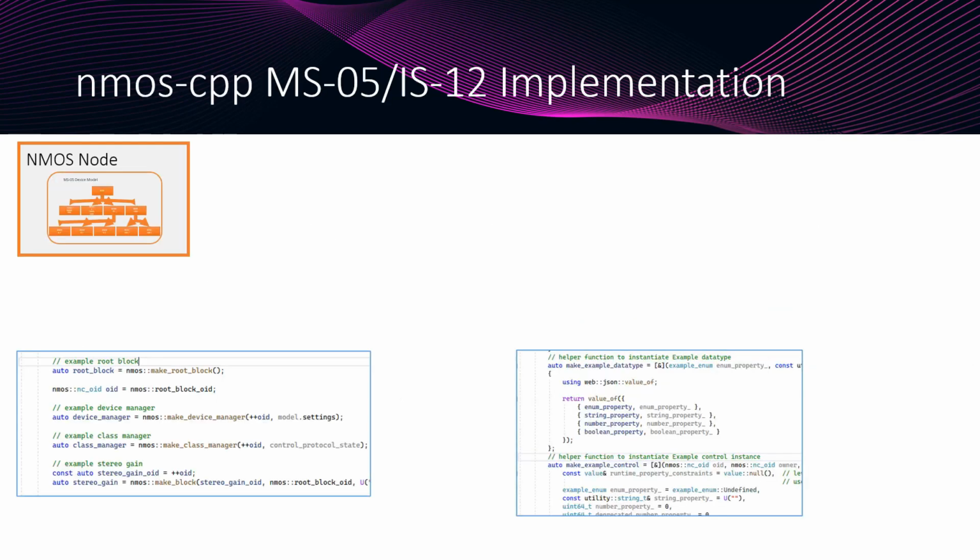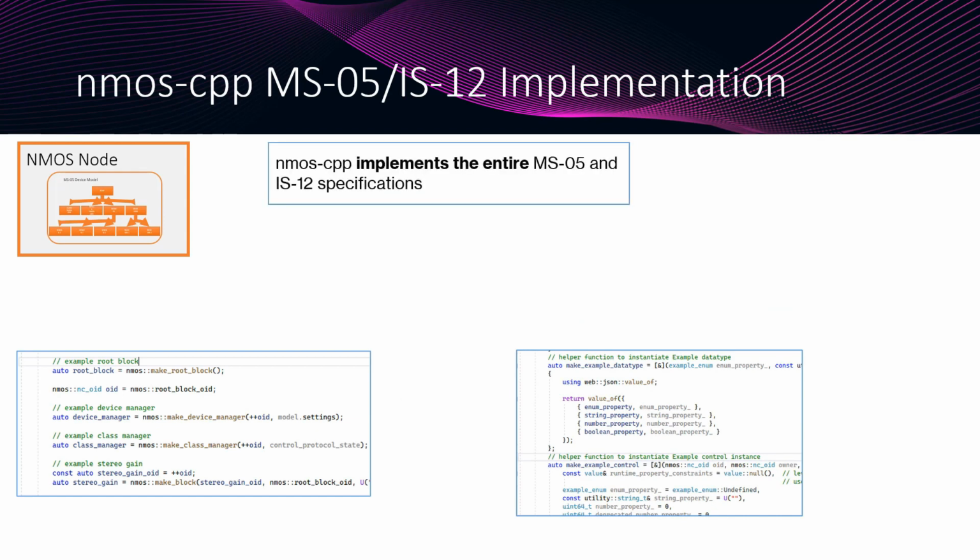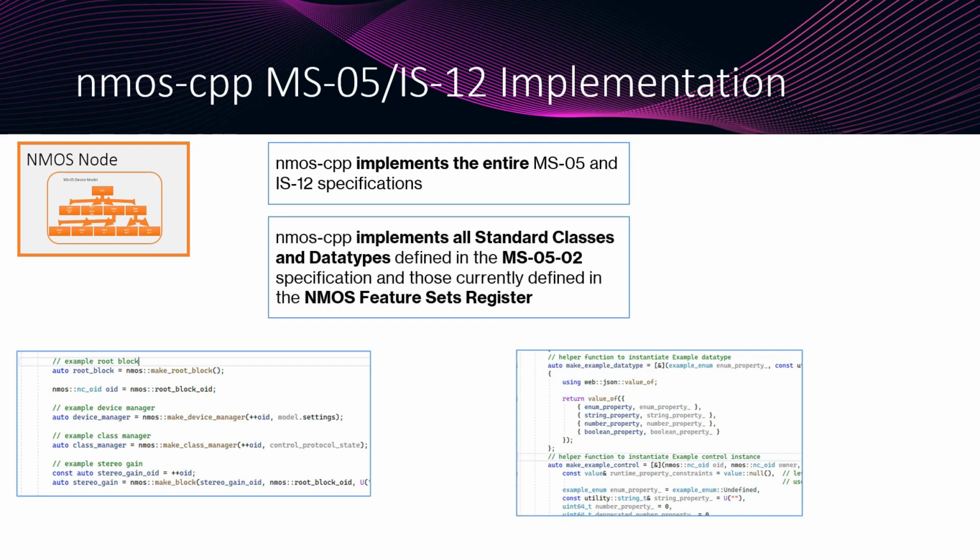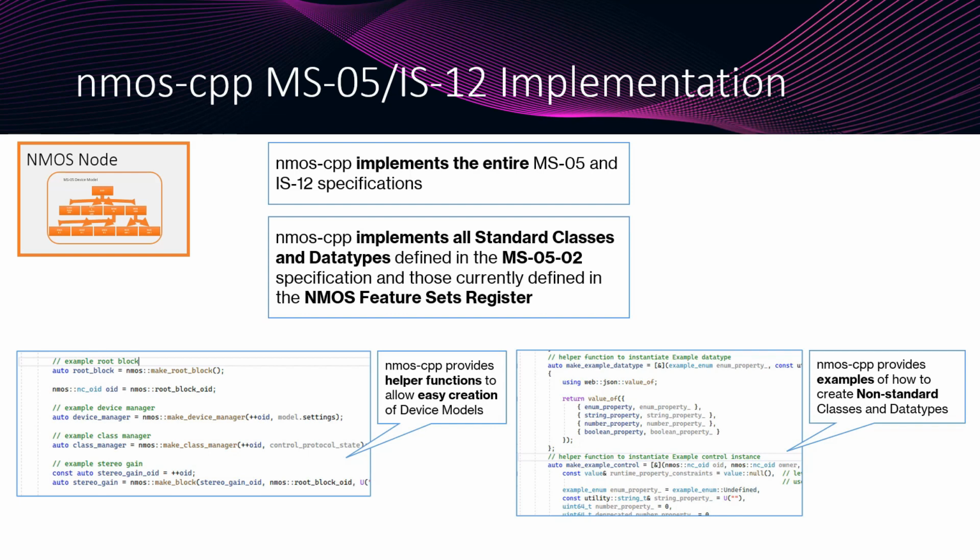Let's move now to the NMOS CPP implementation of MS05 and IS12. We've implemented the entire MS05 and IS12 specifications. This includes implementing all standard classes and data types defined in the MS05 specifications and all those currently defined in the NMOS feature sets register. Within the codebase, we provided helper functions to allow easy creation of device models and also examples of how to create user-defined non-standard classes and data types.